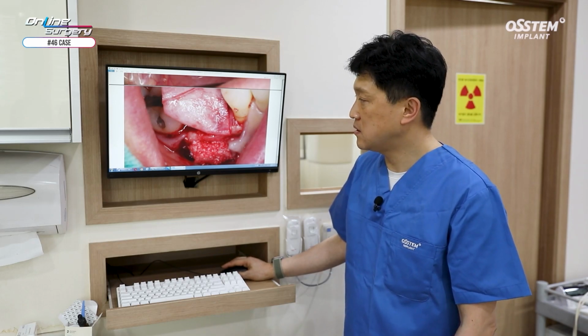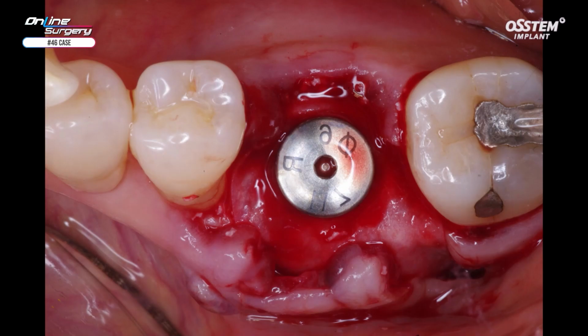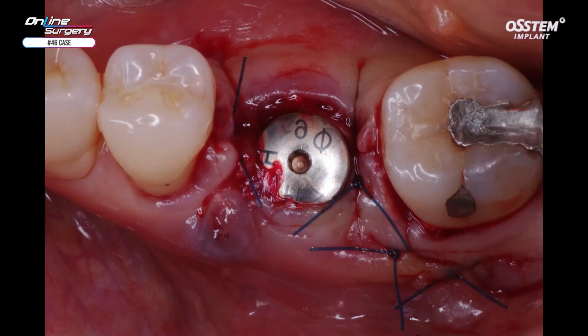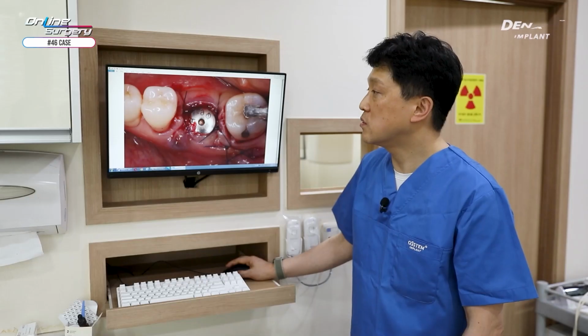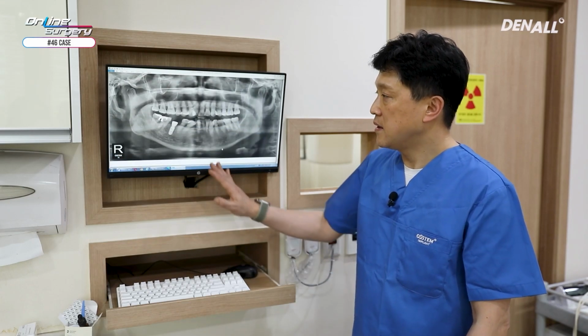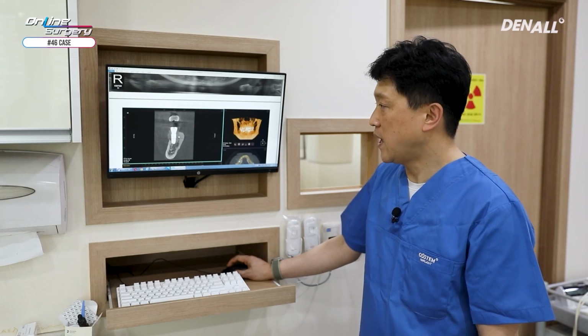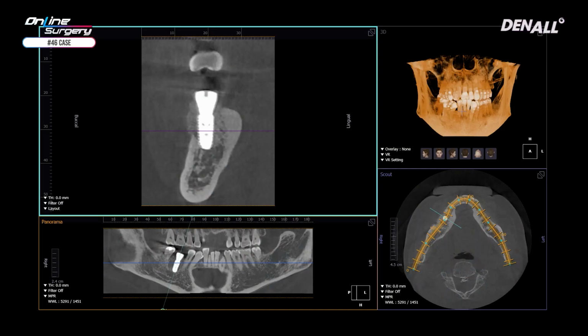Membrane was adapted and 2 sutures were done. Previously, vertical incision was made to check the fenestration defect, and here 2 sutures were done to close it off. This is post-op panoramic image, and this is CT. It seemed as if significant grafting was done, but it wasn't.